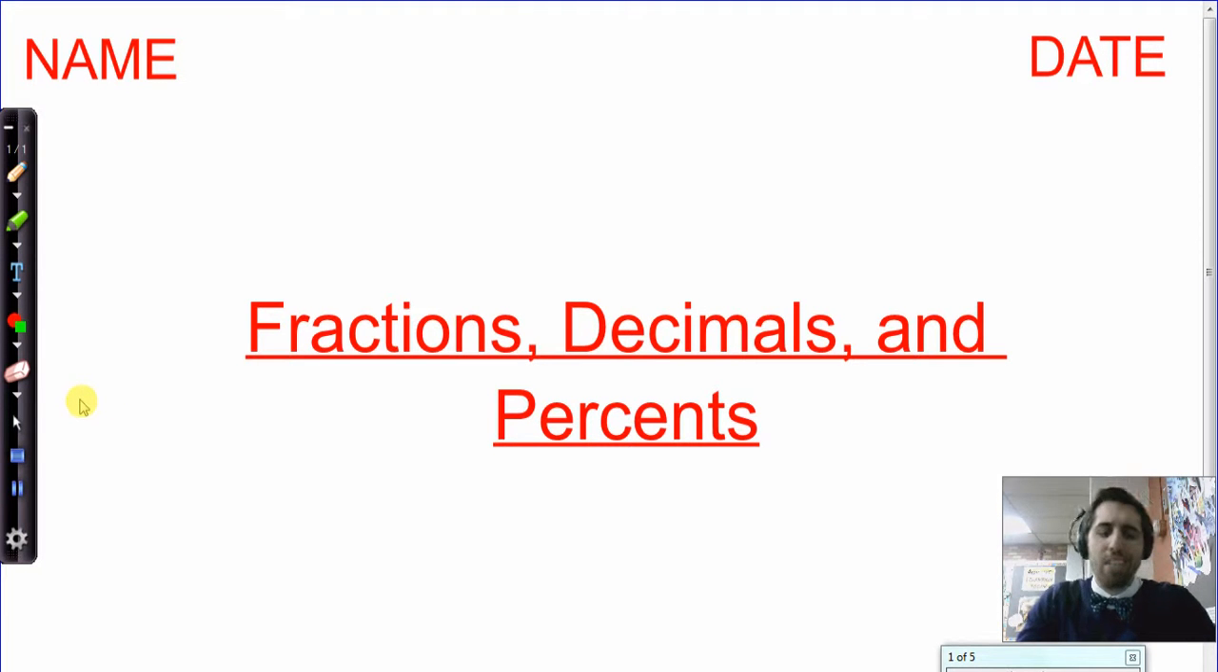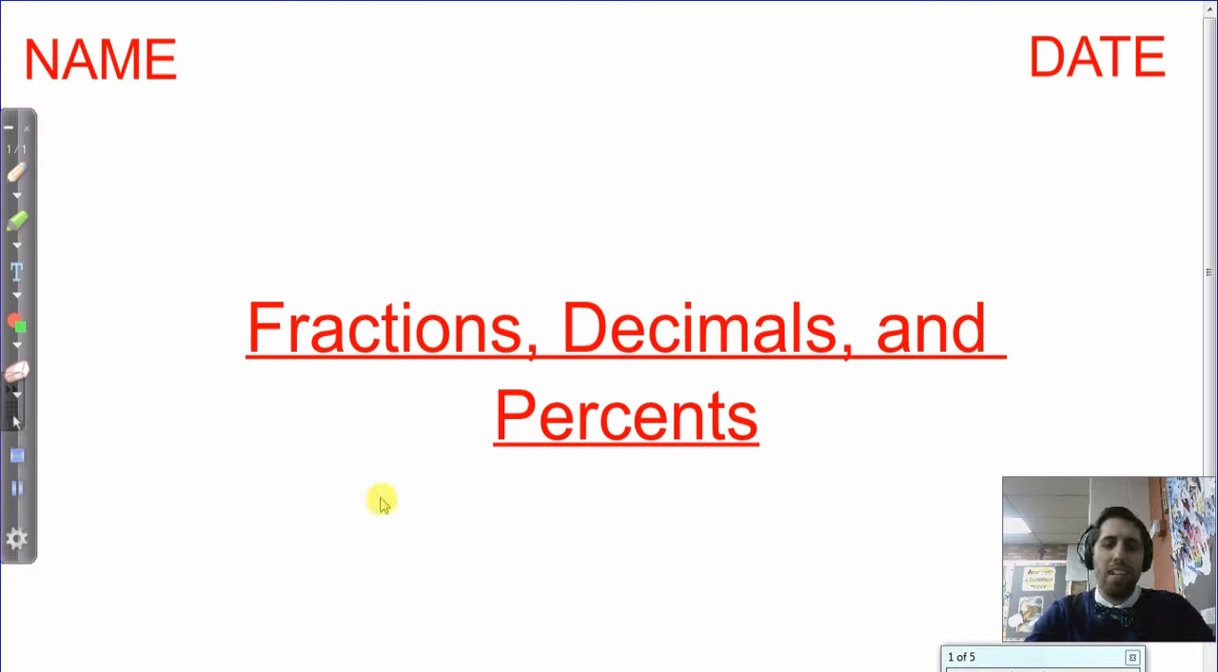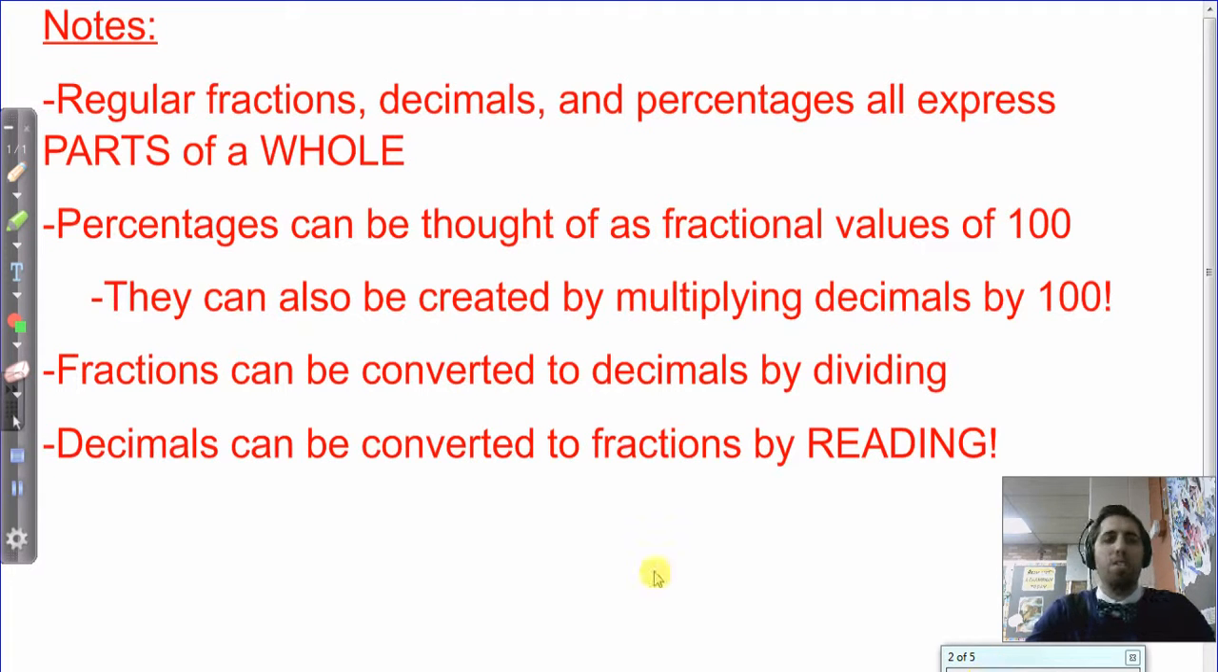Today we're talking about fractions, decimals, and percents or percentages. So name, date, title. Here we go. Notes. Regular fractions, decimals, and percentages. This is why we talk about them over and over so much.